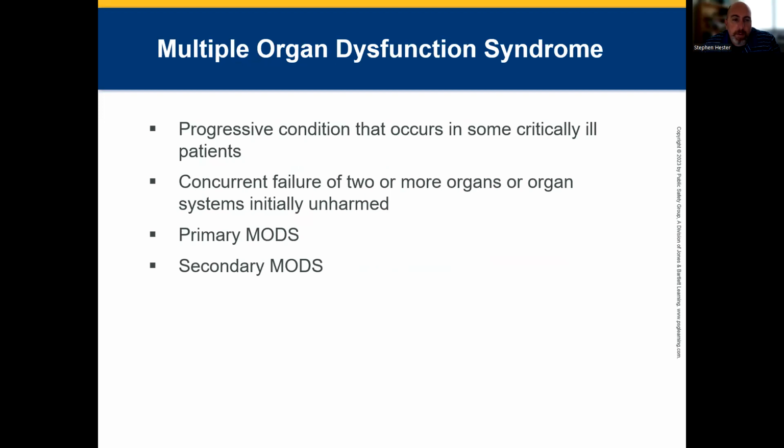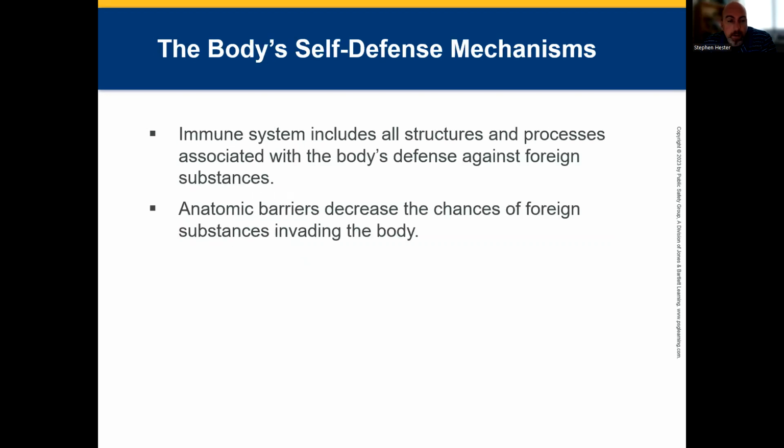All right, multiple organ dysfunction is a progressive condition that occurs in some critical care patients. It involves two or more organs or organ systems that were initially unharmed. So basically, we have two or more systems that fail due to the shock, whichever kind it is, and then secondary is a slower, more progressive organ dysfunction.